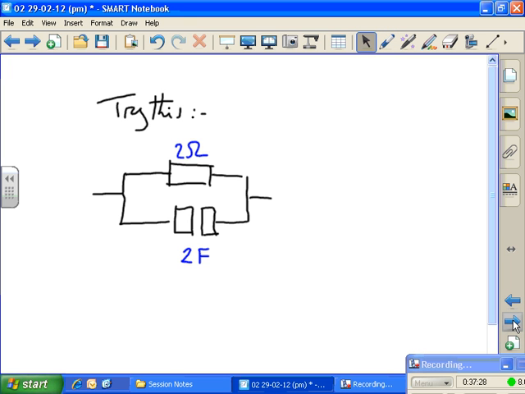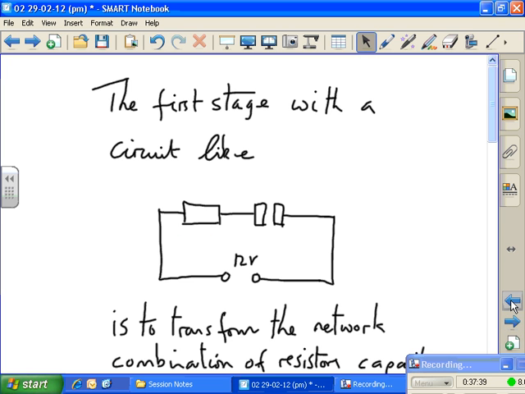Two ohm and 2 farad. Work out, follow the steps, come up with a simple form for the network, like the one we've just done. Like that one over here.